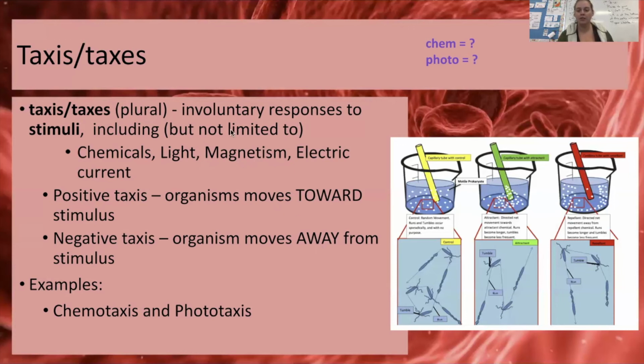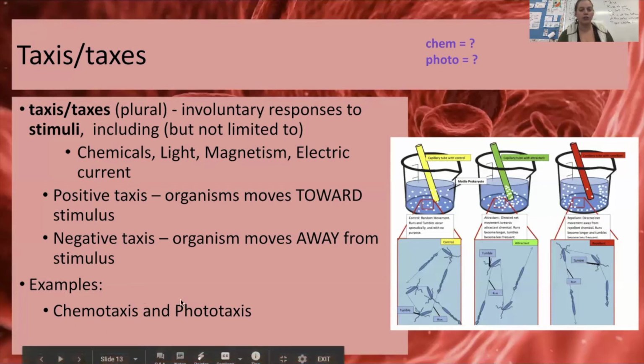With magnetism, think about migration. Birds use these magnetic fields in the planet to help them navigate back and forth through the summer and winter months. And then electric current, you can think about sharks and how they use electricity in the water to tell where a living thing is that they might want to eat. So chemotaxis and phototaxis are two things that we want to talk about, and we'll look at those here in just a minute. But here's an example of taxis.